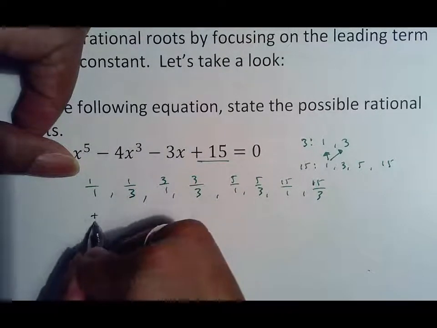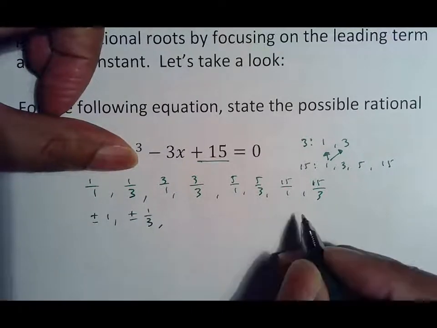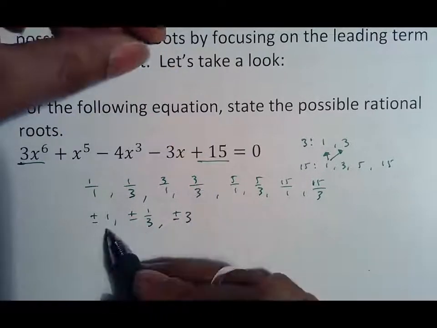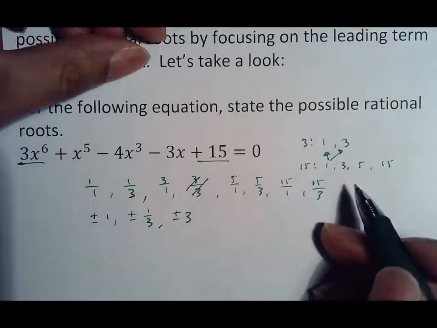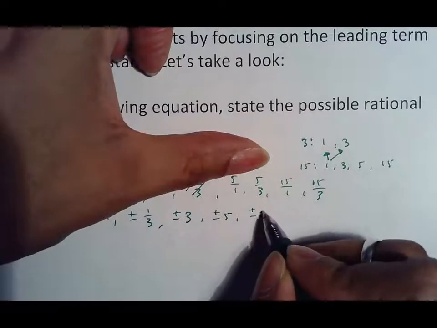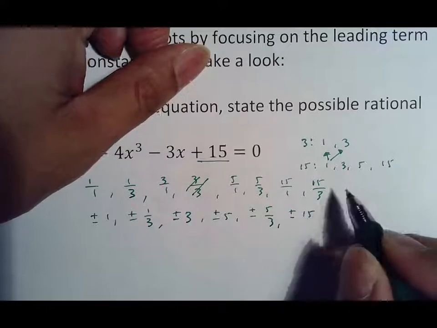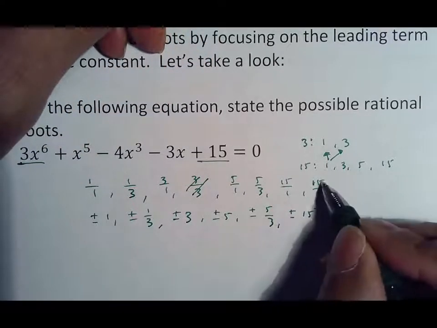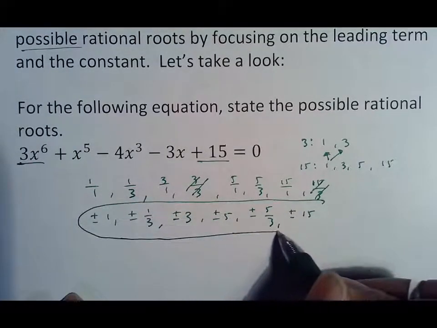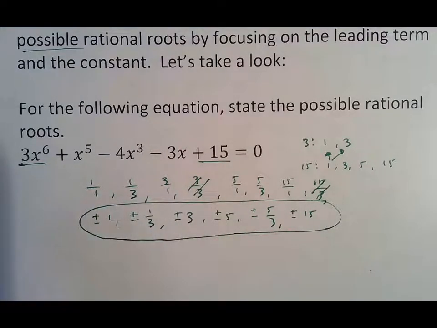So here 1 over 1 is 1, so plus or minus 1. 1/3 is 1/3. 3 over 1 is 3. But here's where you need to be careful. 3 over 3 is 1, which I already have on the list, which means that's not necessary. That's a repeat. 5 over 1 though is 5. 5 over 3 is a good number. 15 over 1 is 15. And 15 over 3 is 5, so that is also a repeat, which means this is the list of numbers that can potentially work to divide into this polynomial.